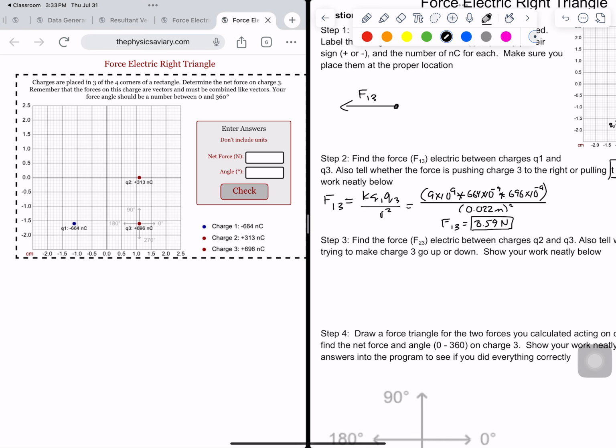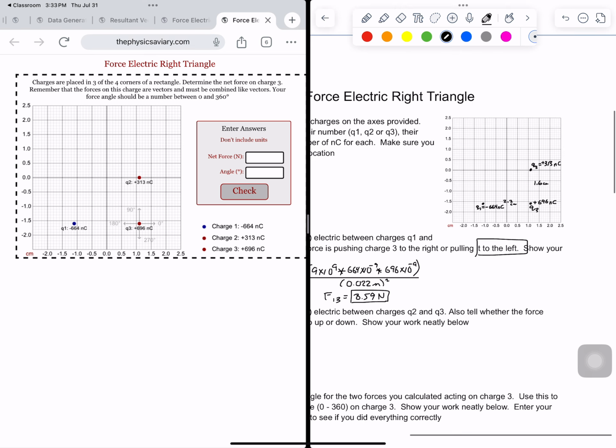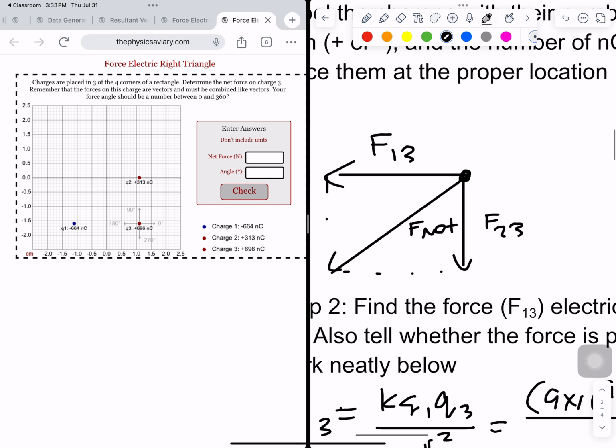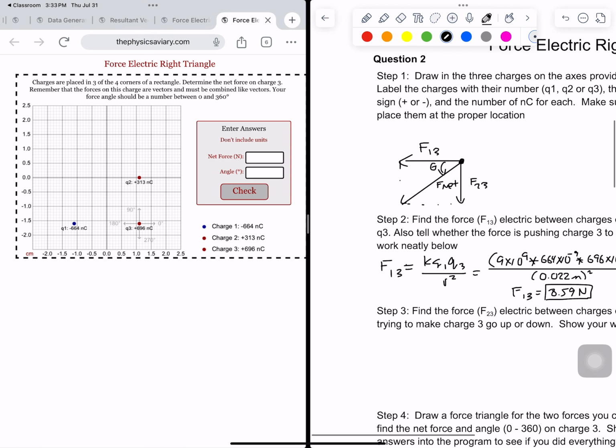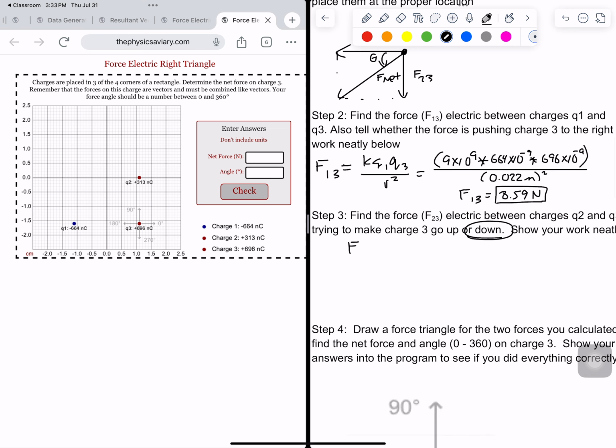Okay, now I got to find F23. Now, charge 2 is positive for me, charge 3 is positive for me. So for me, charge 2 is going to push charge 3 downward this way. So I'm going to draw F23 that way. If I complete the parallelogram, that tells me my net force is going to be pointing in that direction right there. And that is going to be my direction, my angle theta right there. Okay, so now I got to find F23. Yes, it's pointing down.